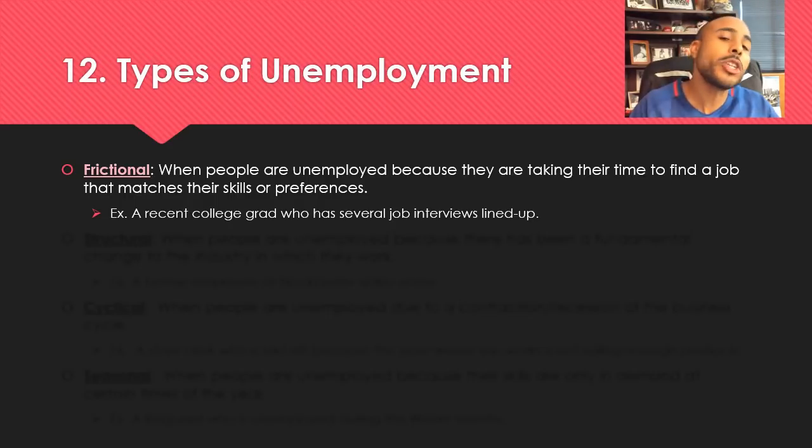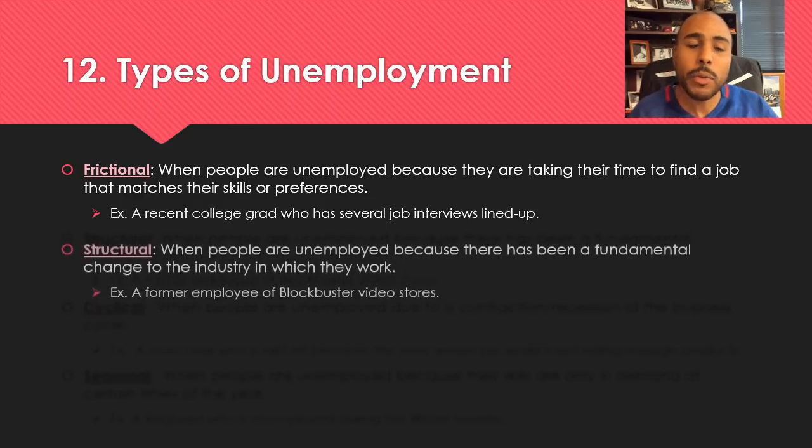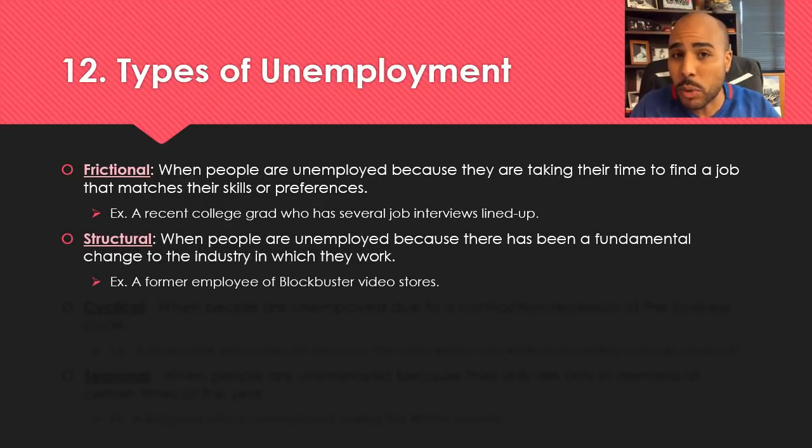Okay? Now, frictional unemployment is one of the kinds of unemployment that's included in our natural rate of unemployment. Hopefully you remember the natural rate of unemployment is between 4 to 6%. Now, the other part of that 4 to 6% natural rate of unemployment is called structural unemployment.